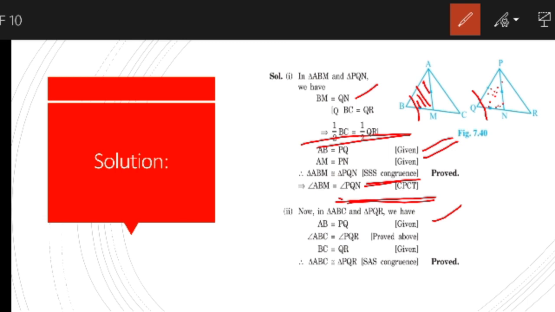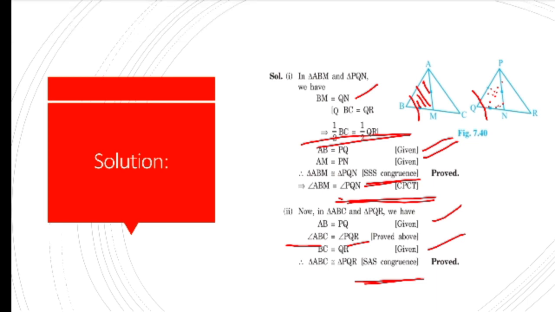Second one, angle ABM can be written as angle ABC. So we have written ABC. Angle PQN can be written as angle PQR. So we have written angle PQR are equal. It is proved above, that is from the simplicity of the first solution. And BC is equal to QR is also given. So by the side angle side congruency rule, we can say triangle ABC is congruent to triangle PQR. So it is also proved.